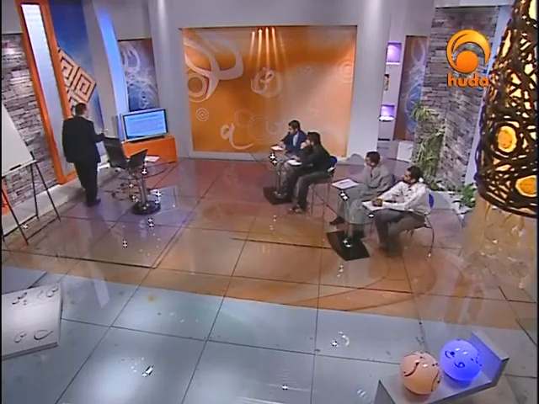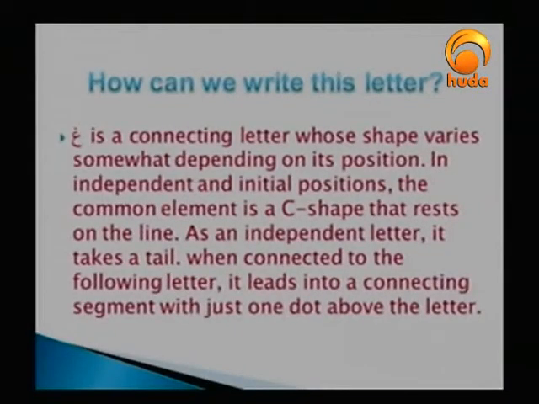Ghain is a connecting letter whose shape varies somewhat depending on its position. In independent and initial positions, the common element is a C shape that rests on the line. As an independent letter, it takes a tail. When connected to the following letter, it leads into a connecting segment with just one dot above the letter. Can you see that? It's the same style for Ayn, by the way, when it comes to the writing style. Just make a kind of C shape, followed by a tail, but you just put one dot.